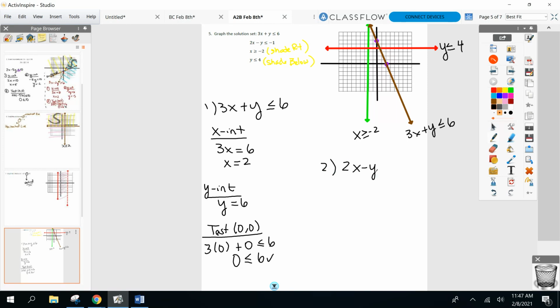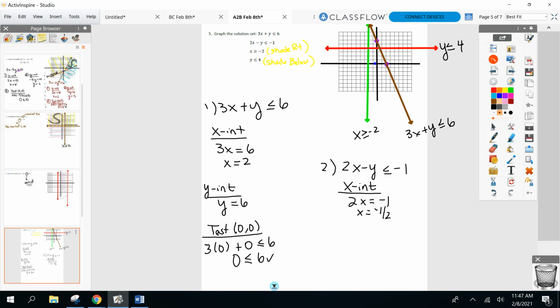2x minus y less than or equal to -1. Don't freak out. Don't freak out. Your X-intercept, if you haven't found out already, will be a fraction. It's okay. You get 2x equal to -1. X equals -1/2. Yep. So that's okay though. Graph it the best you can. -1/2 on the x. Right there. Best you can. Do your best, but you have a straight edge.